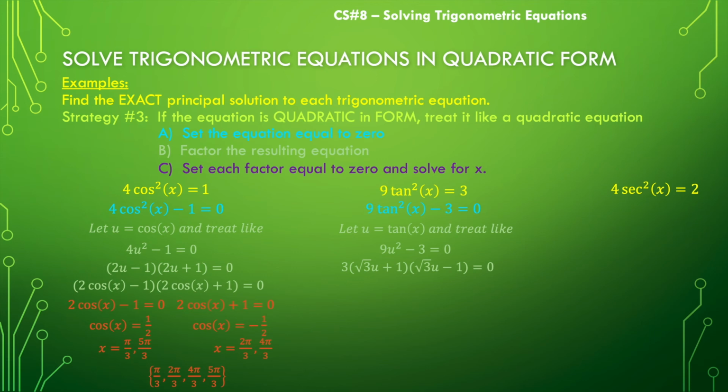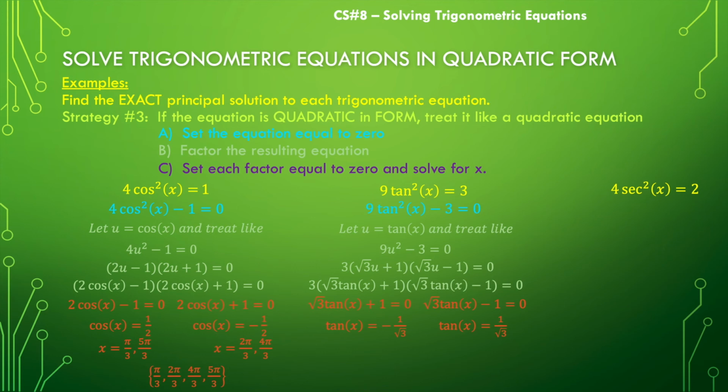So let's go ahead and back substitute our trig function. We will replace our u's with tangent of x and set our factors equal to 0. Now let's isolate our tangent of x, okay? So getting our tangent of x isolated, we would get tangent of x is equal to negative 1 over the square root of 3 and positive 1 over the square root of 3. And if we rationalize those, we would have plus or minus the square root of 3 over 3.